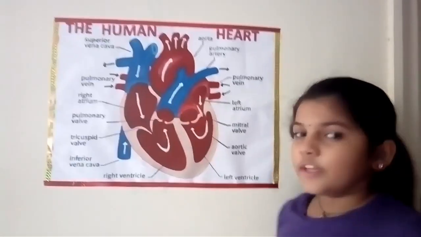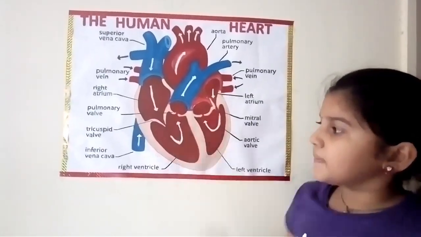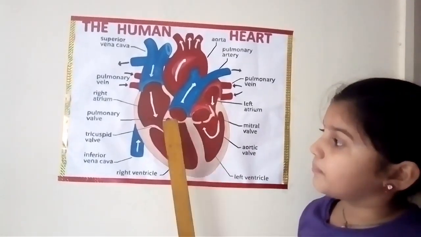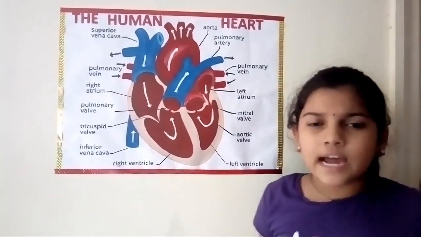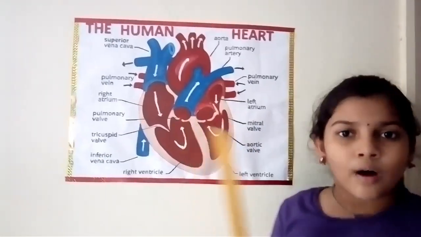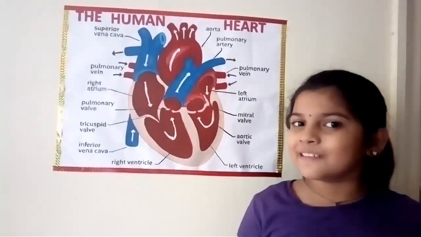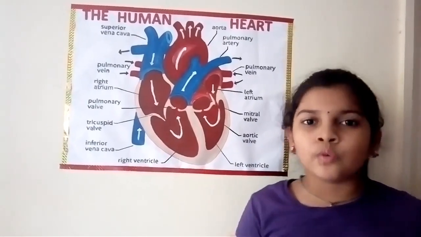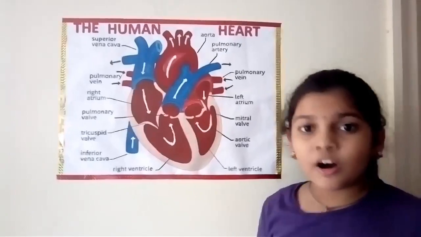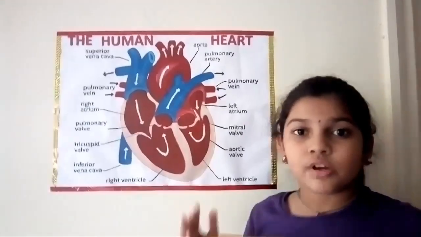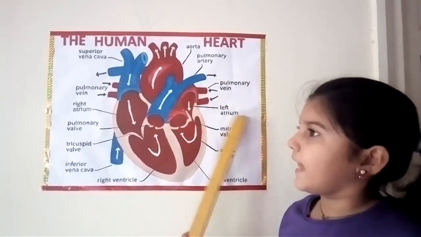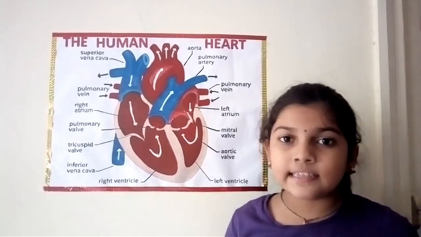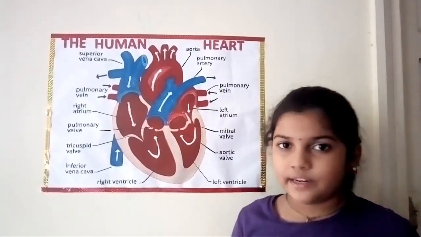When the right ventricle is filled, the tricuspid valve will close and the pulmonary valve will open, and then the blood will pass through the pulmonary artery, which sends it to the lungs, and the lungs refresh that deoxygenated blood into oxygenated blood. Deoxygenated blood means blood which has little oxygen, and oxygenated blood is blood which has much oxygen in it.